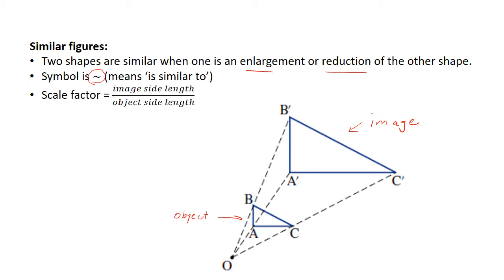Alright, now if we compare two sides on our triangles, so if we compare the length of this side here, our image length, let's say that was like 6 centimeters, with our object length, which let's say is 2 centimeters. Let's write that down. So if we compare 6 centimeters for our image length and 2 centimeters for our object length, 6 divided by 2 is 3. So our scale factor for these two images would be 3.